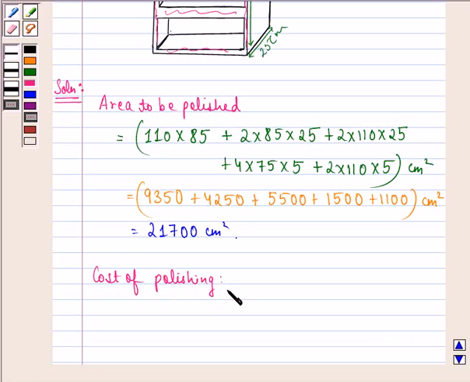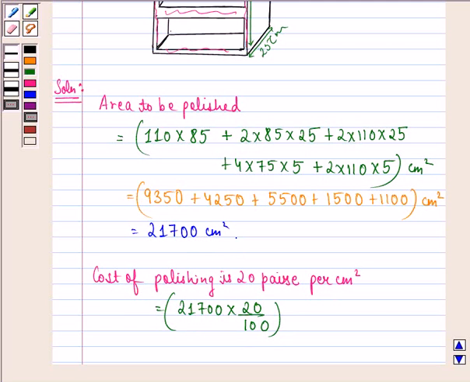So we see that the cost of polishing is given to be 20 paisa per centimeter square. That means for 1 centimeter square, the cost of polishing is 20 paisa. So for 21,700 centimeters square, it will be 21,700 into 20 divided by 100. Now dividing by 100 gives us the value in terms of rupees. So that will be rupees 4,340.